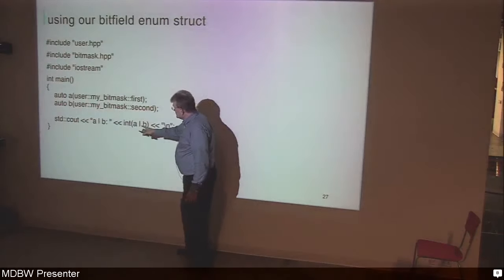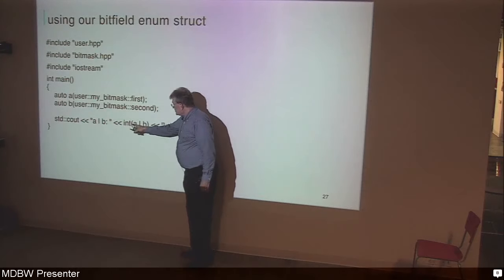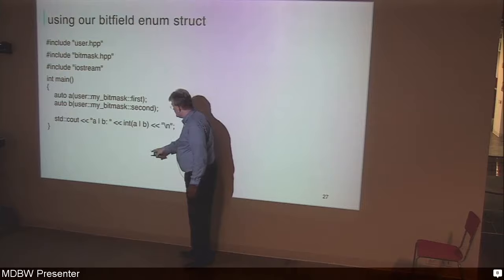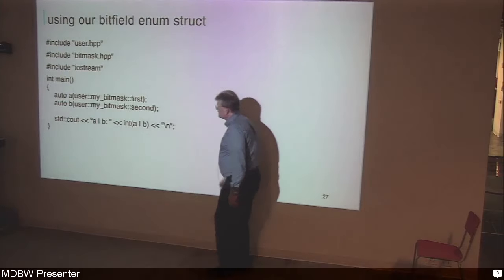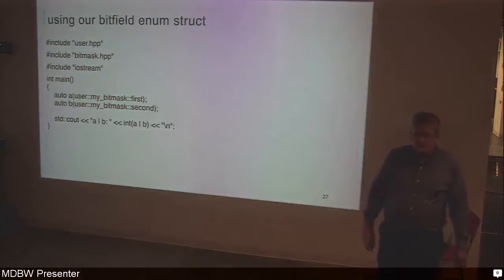And I want to stream out what is A or B. So I'm actually creating this integer from A or B and streaming it out. Does that work? Why not?